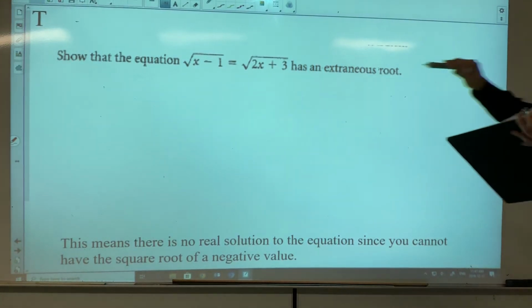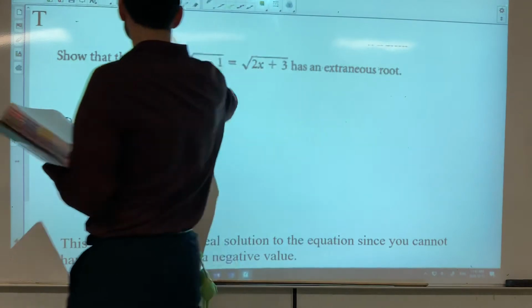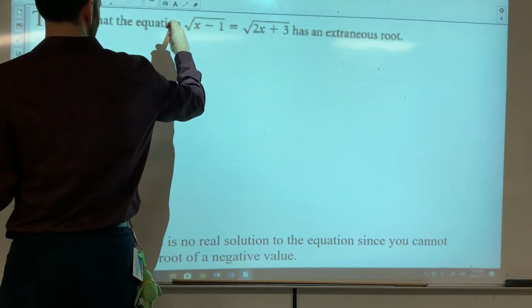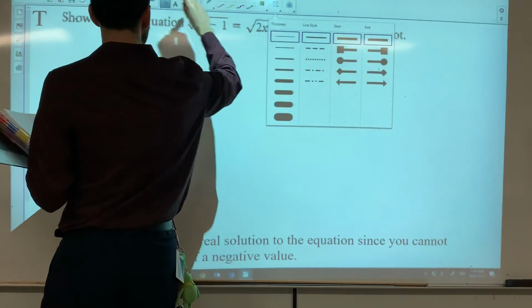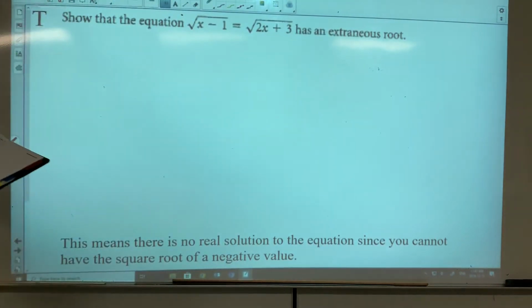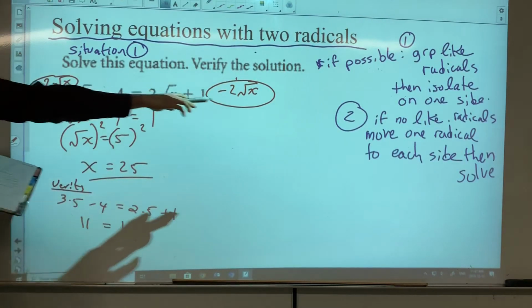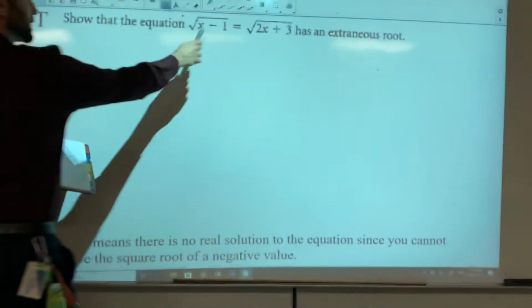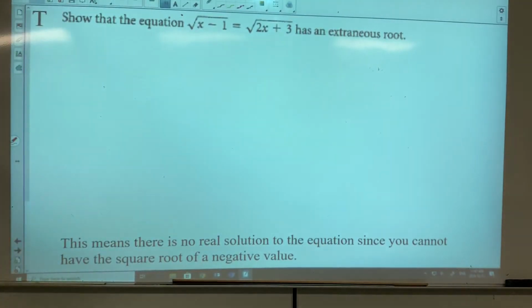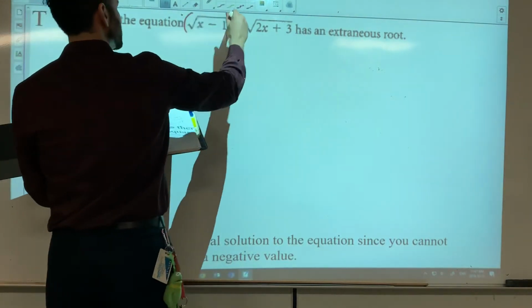Okay, show this as an extraneous root. Well, one way of showing it would be simply solving it and then just plugging it in and verifying and seeing that it doesn't work. But this is one of those second question types. Remember I said, well, if you have radicals that aren't like terms, make sure that you move one to each side. So are these like terms in any way? No, they're not. So you move one to either side, and then you square both sides.